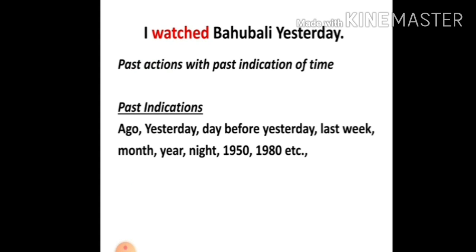Here are some past indications. Ago, yesterday, day before yesterday, last week, last month, last year, last night, 1950, 1960, etc. These are all the past indications. So when I say I watched Bahubali yesterday, here yesterday is the past indication. So when you find a past indication in a sentence, you should always use only V2. Second form of the verb should be used here.